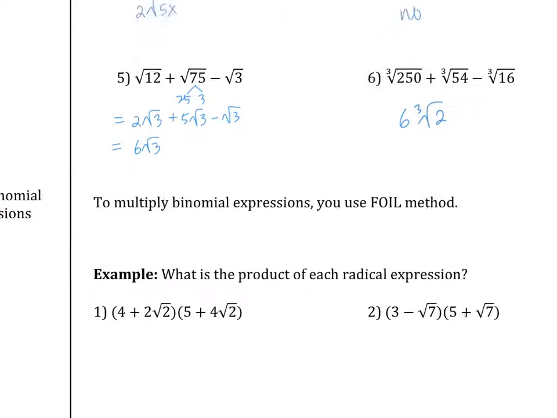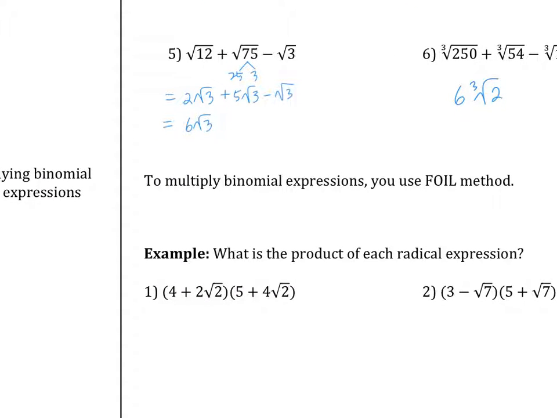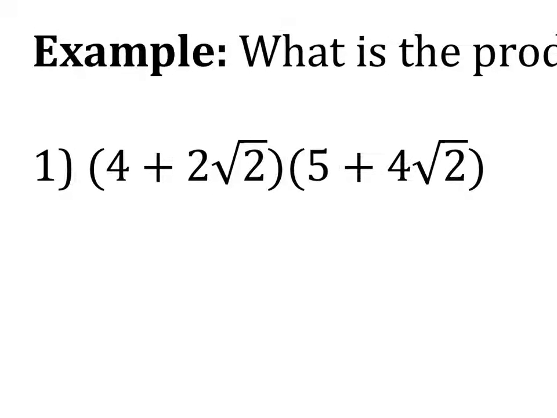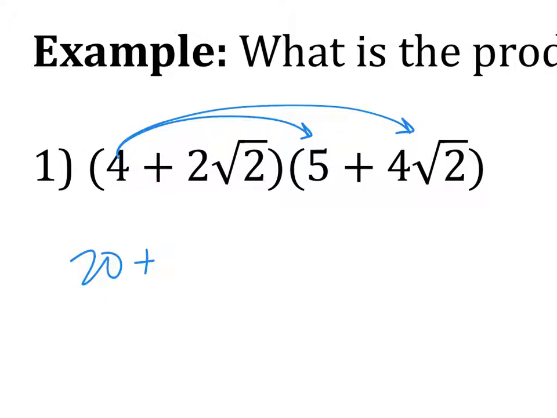Now we're going to multiply binomial expressions together. We are going to use FOIL. So for example, this first one. Well, we're never going to escape FOIL. We are going to take the first term times the first term. So 4 times 5 is 20. Easy. 4 times 4 root 2 is what? 16 square root 2. Do not multiply the 4 into the square root. Just coefficient times coefficient. 16 root 2. 2 root 2 times 5 is 10 square root 2.